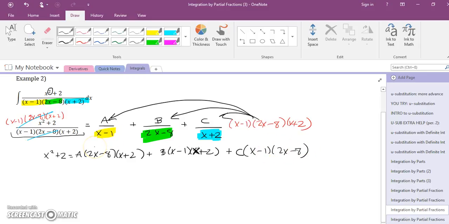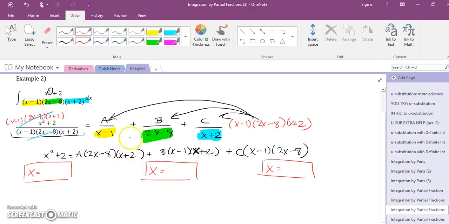So I'm going to have to figure out what three x values I'm going to strategically choose in order to cancel out one of the terms each time. And each of these is going to give me one of the constants that I want. Okay, let's see. If I used 1, this would be 0. If I used 4, this one would be 0. And if I use negative 2, then this one would be 0. So let's do the x equals 1 first.